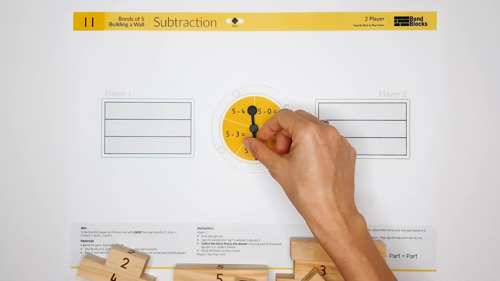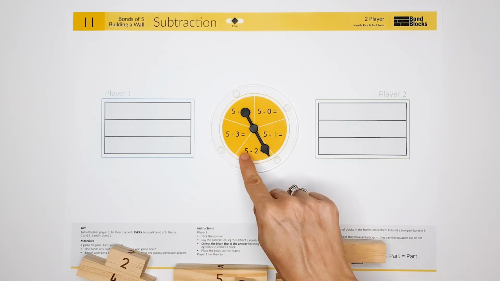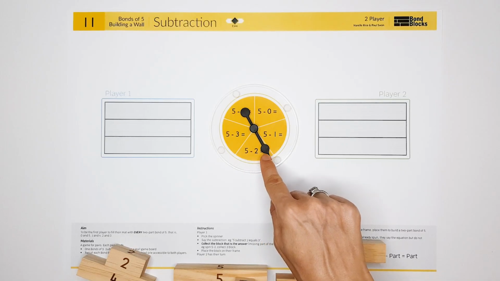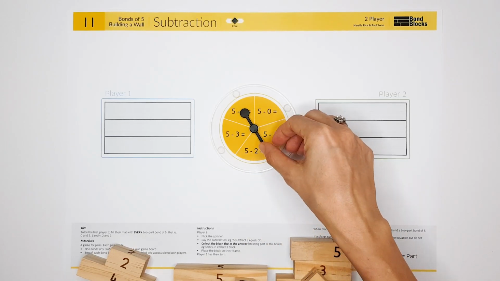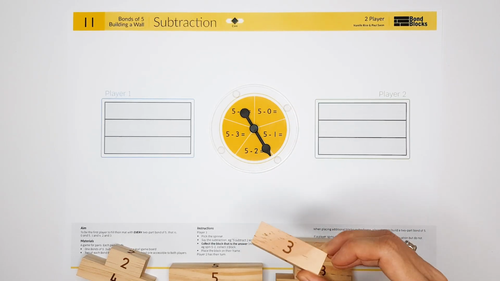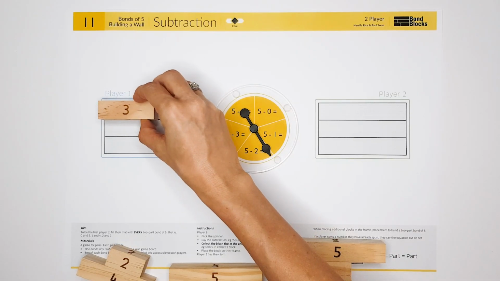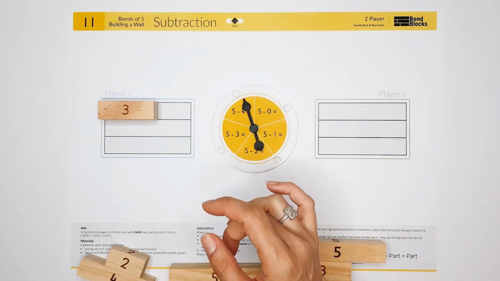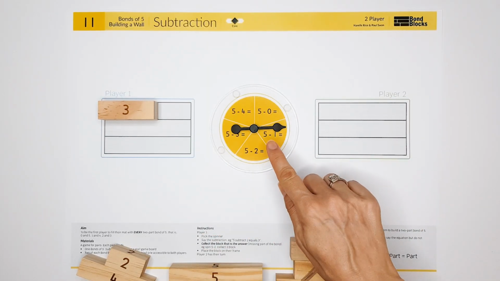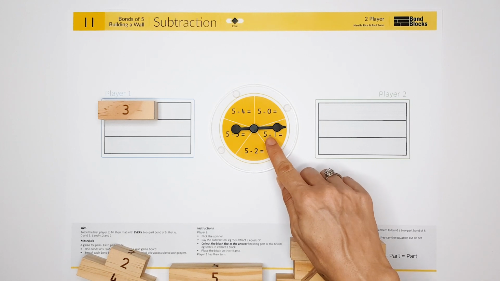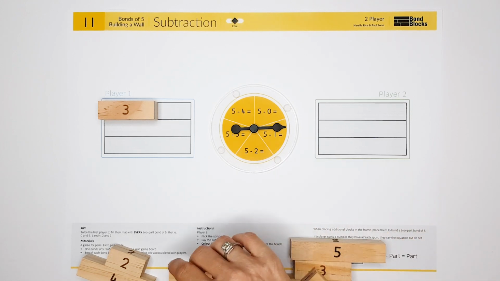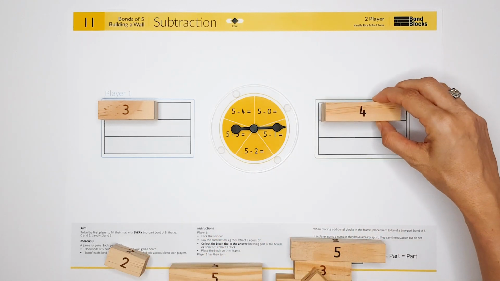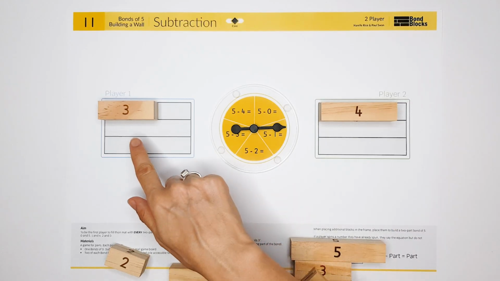Player 1 spins 5 subtract 2 equals, and they pick up the part of 3 that is the answer. And they place it on their board. Player 2 spins, and they say 5 subtract 1 equals, they place the part that is the answer of 4.